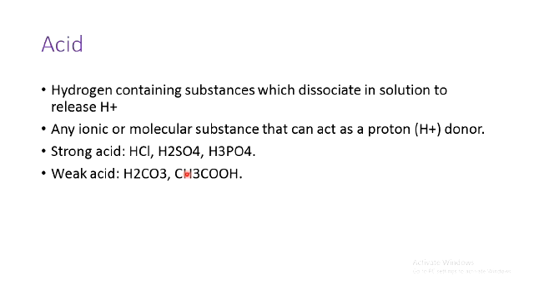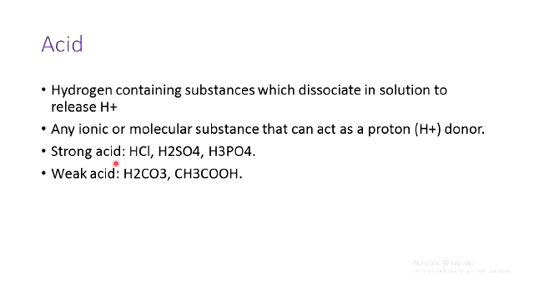So what is an acid? An acid is a chemical substance which contains hydrogen ions, or a hydrogen-containing substance which dissociates in the solution to form hydrogen ions. So any ionic or molecular substance which can act as a proton donor is known as an acid.